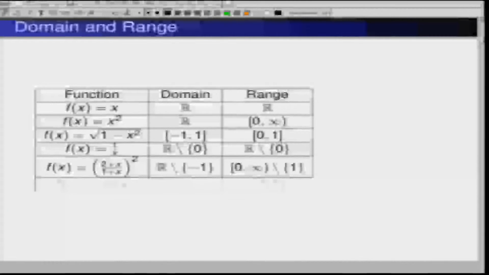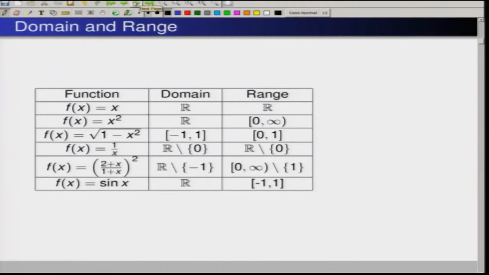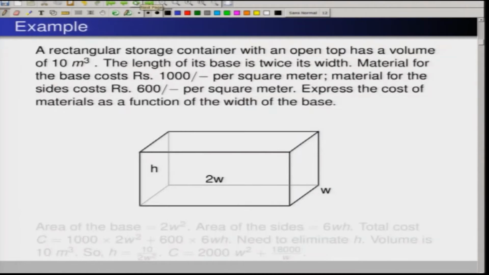So, then we have the trigonometric function f of x equal to sin x. In this case, the domain is going to be the entire real line, and the range is that sin x can take values between negative 1 and positive 1. So, these are some of the examples of functions that we have seen. Let us look at a practical example.